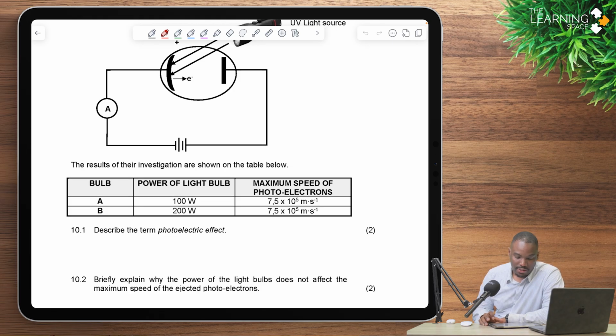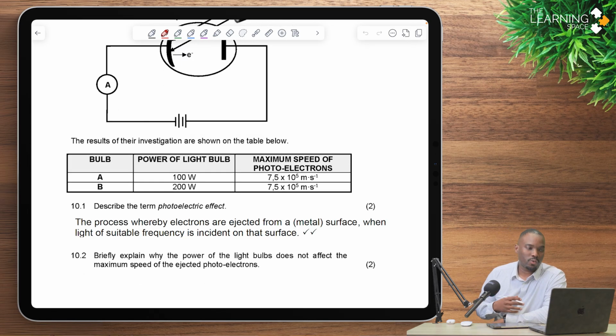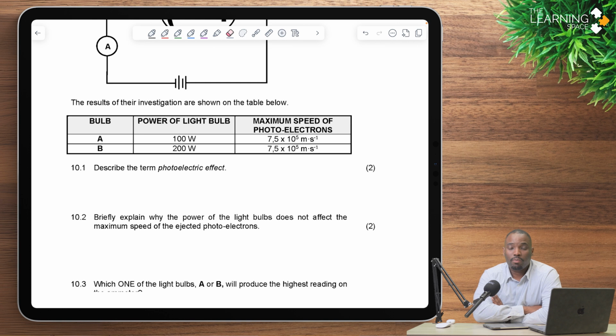10.1 then says, describe the term photoelectric effect. Now, this is a very easy one. Photoelectric effect is the process whereby electrons are ejected from a metal surface when light of suitable frequency is incident on that surface. Nice and easy. Let's quickly put the answer down together. All right, let's do 10.2.